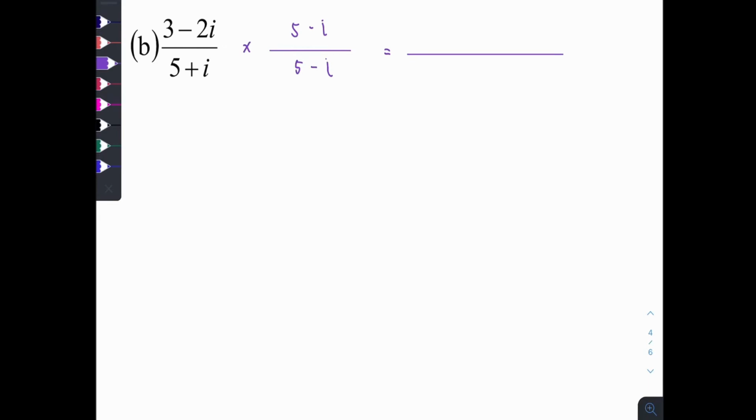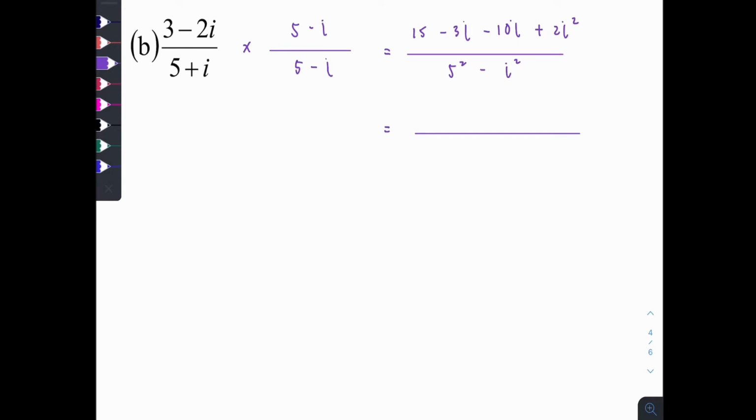So for the upper part here, multiply as usual. So 3 times 5, 15. 3 times negative i is negative 3i. Negative 2i times 5, negative 10i. Negative 2i times negative i, we shall get positive 2i squared. And for the bottom part, it is a squared minus b squared. So it's 5 squared minus i squared.